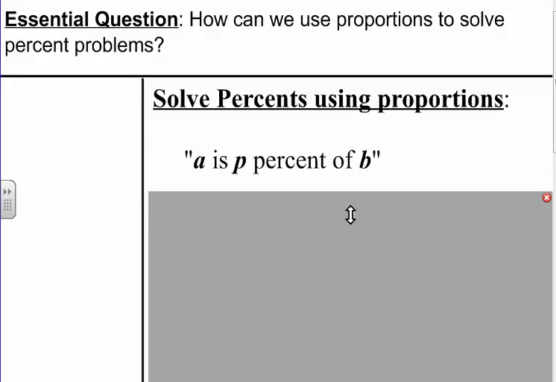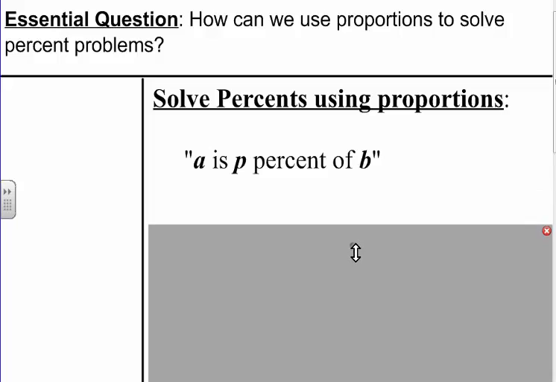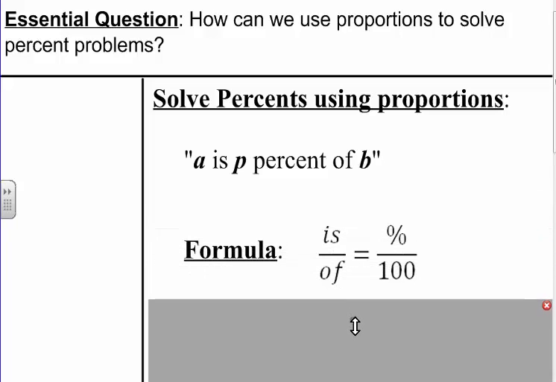Most of your expressions will be in some form similar to this: A is P percent of B, where A, P, and B are numbers. Usually one of those is missing, and that's what you need to try to find. There are some other variations, like P percent of B is A. So you can rephrase these a little bit, and we'll look at a variety of those.